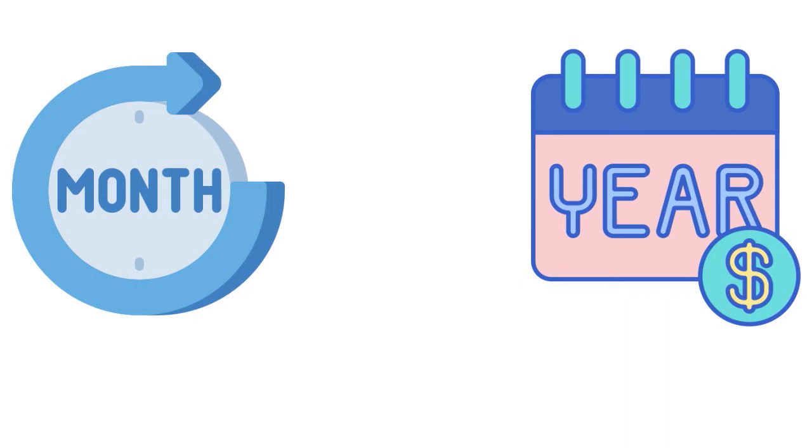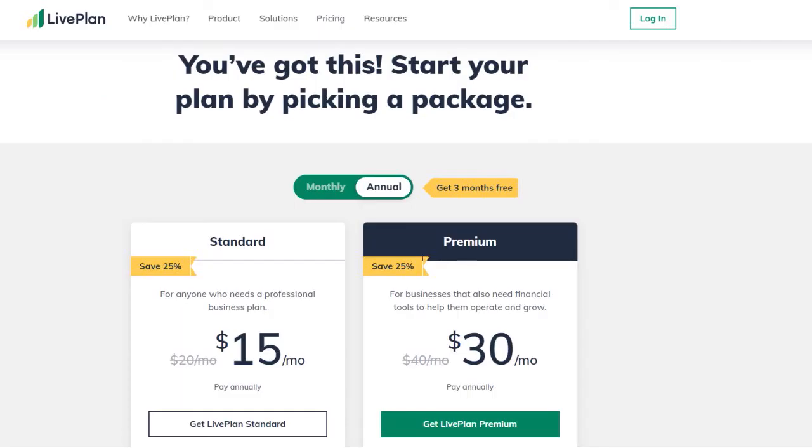And with LivePlan, you get 3 months free. This is really cool. And so the month-to-month package is $15, as you can see on the screen, $15 per month, while the annual package comes to about $10 per month. This is really cool when you think about it.